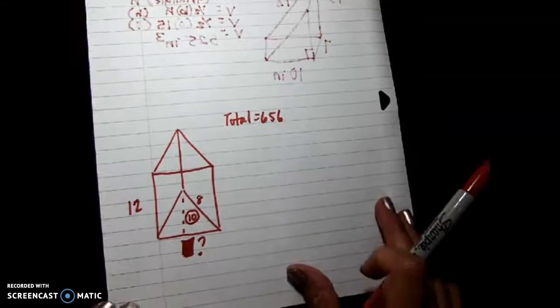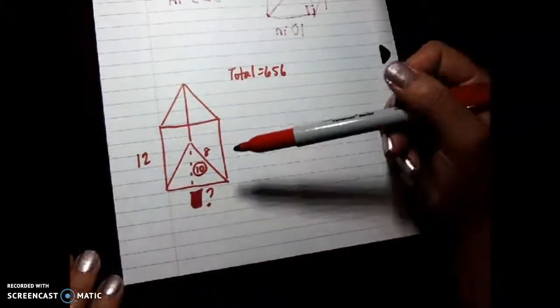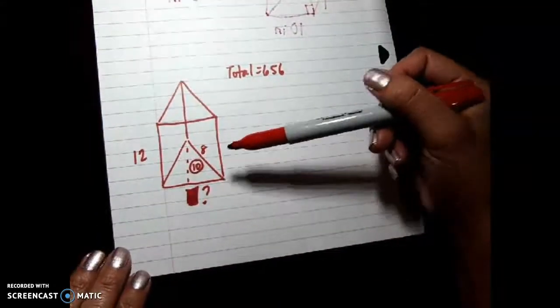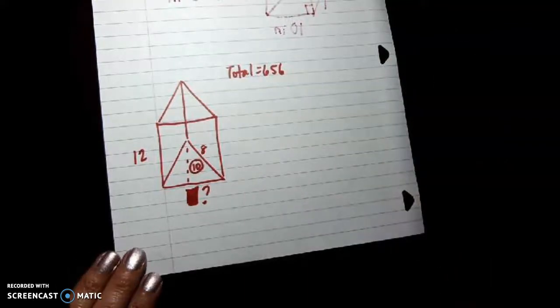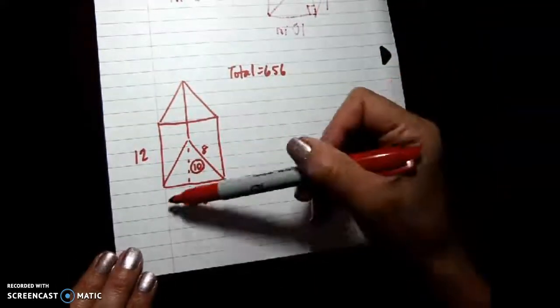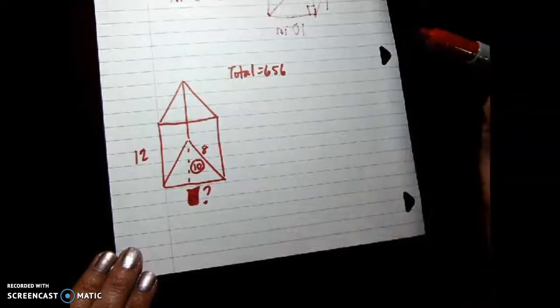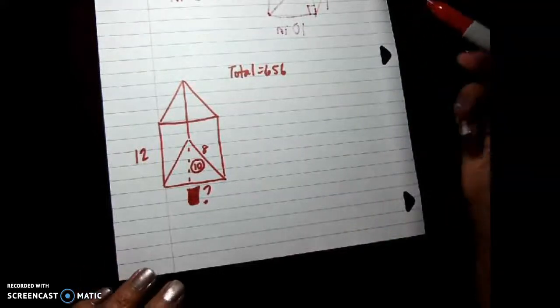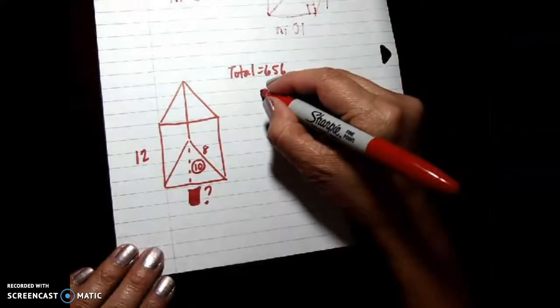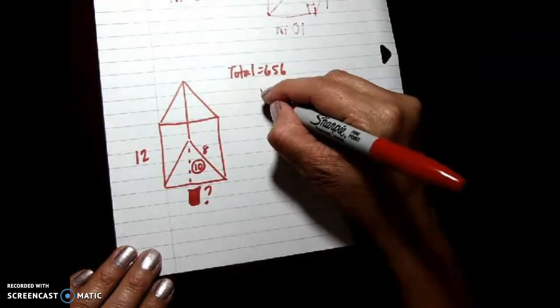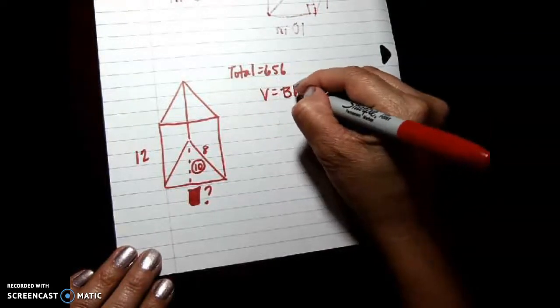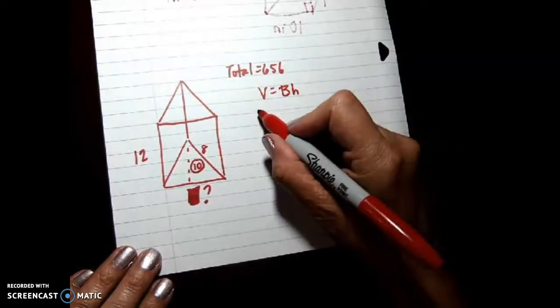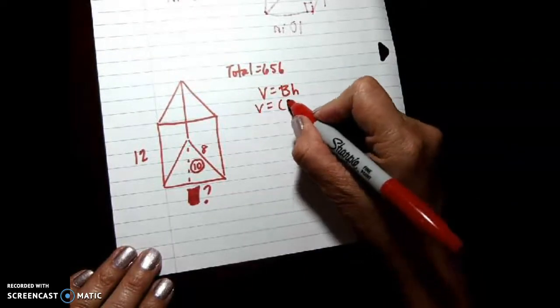Alright, let's look at the back. Alright, we have another triangle. It looks like maybe a tent. Okay, but this time we're looking for the base of that triangle. So we're going to do the same thing. V equals big BH. Then it is a triangle.